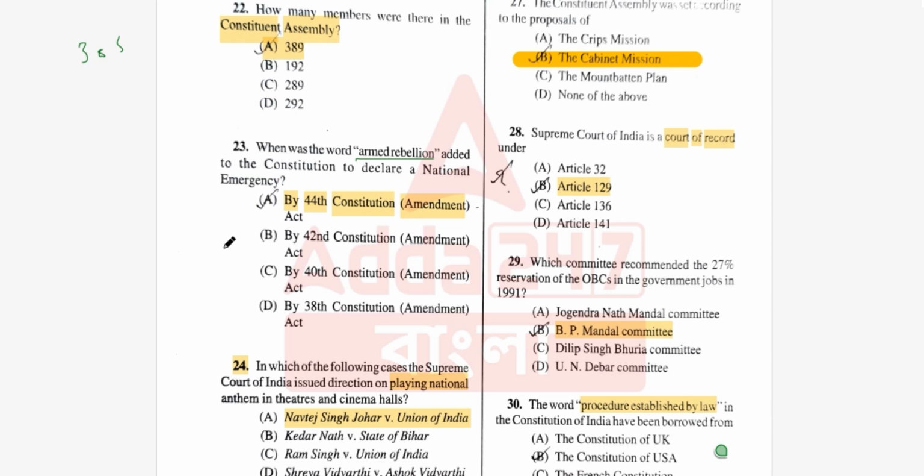Okay, now how was the word armed rebellion added to the Constitution to declare national emergency? First of all, Indira Gandhi imposed the national emergency, and after that the next government, Morarji Desai's, came and modified it. There is Article 352. They changed it to armed rebellion. Earlier there was internal disturbance. They said that disturbances may be there, but there is police and all the constitutional mechanism. You cannot impose national emergency on such a ground. The ground was changed and became armed rebellion, that is, violence should be there to impose national emergency.